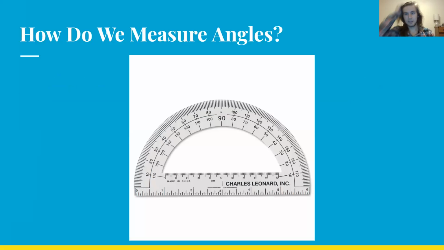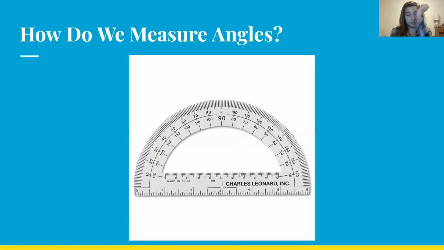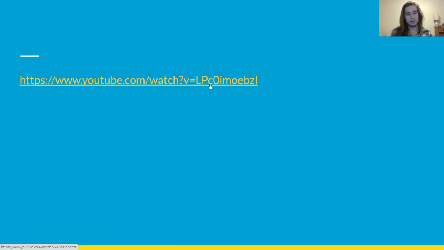How do we measure angles? And this right here, this is what we call a protractor. This is actually used to measure angles, and you can see there are a whole bunch of numbers on it. It's a little bit confusing the first time you look at it, and you're like, I don't even know where to start. Well, I actually have a video. I think he does a pretty good job of just quickly explaining how we're going to measure angles using a protractor.